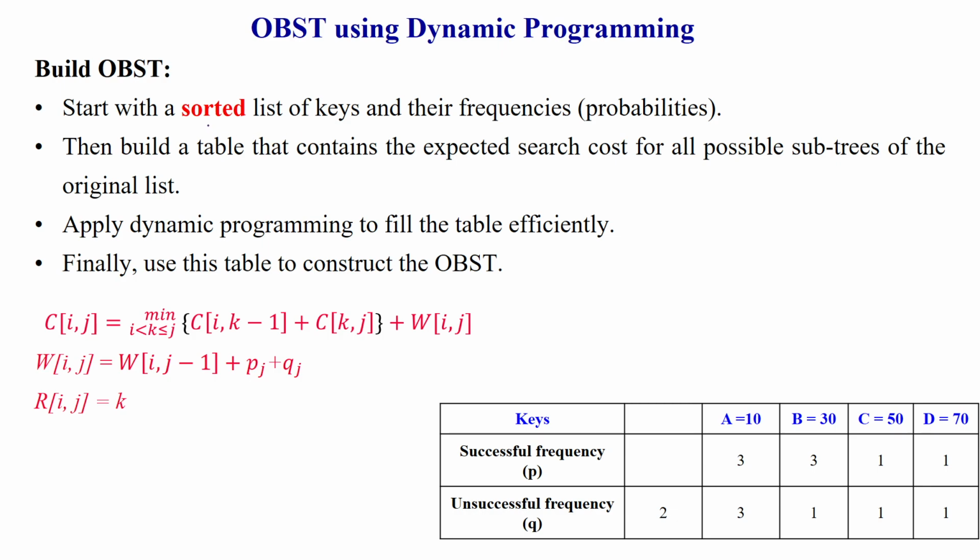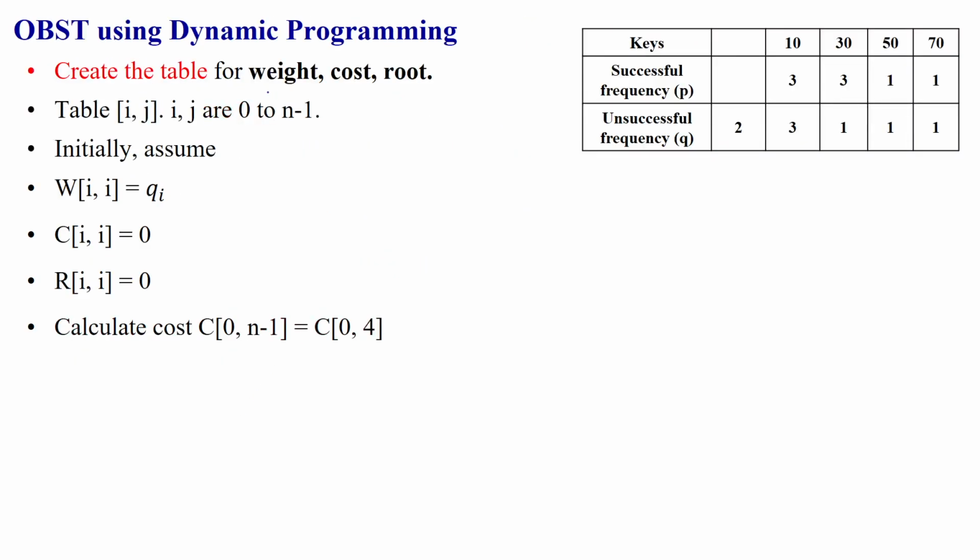So here we will start with the listed values, right? Here we have to build the table. Then in the table we will apply dynamic programming to calculate the values by dividing the bigger problem into sub-problems, or smaller problems. Then we find the solution of the smaller problem, and the solution of the smaller problem will be used for solving the bigger problem, right? So based upon that, first create the table for weight, cost and root, right? Here the table index will be 0 to n minus 1, right? So based upon that, we are going to identify the values.